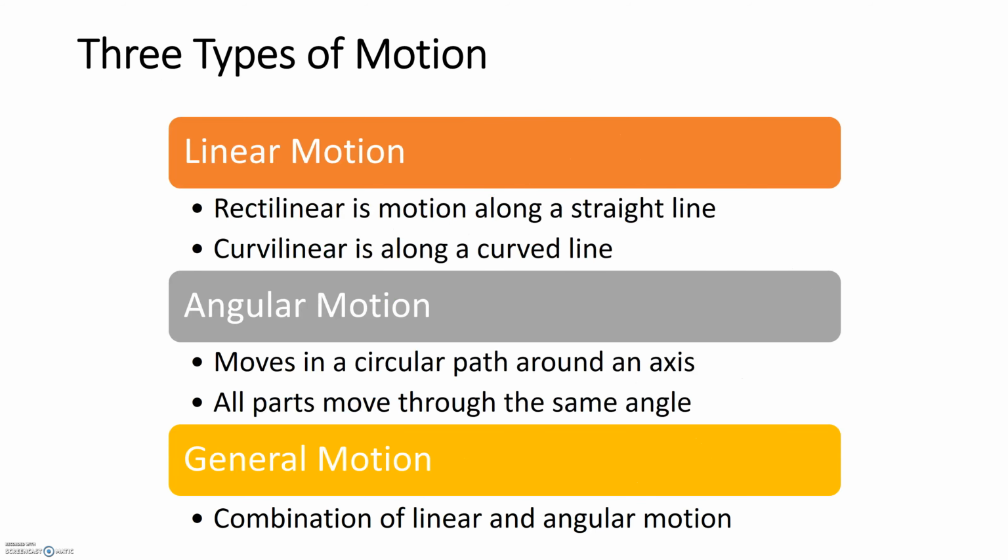There are 3 types of motion. You've got linear motion, which is rectilinear, motion along a straight line, or curvilinear, along a curved line. Then you've got angular motion, which moves in a circular path around an axis, and all the parts move through the same angle. And then you've got general motion, which is a combination of linear and angular.